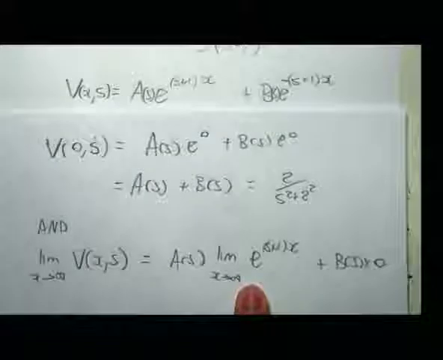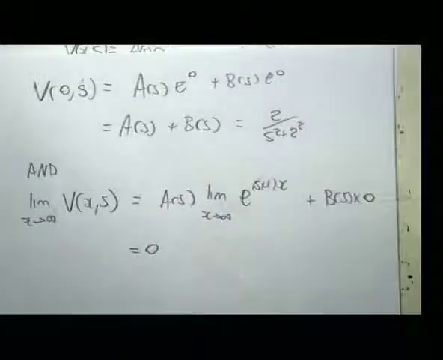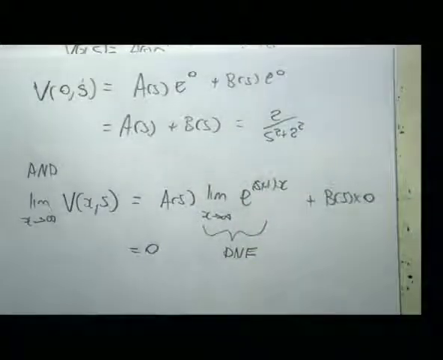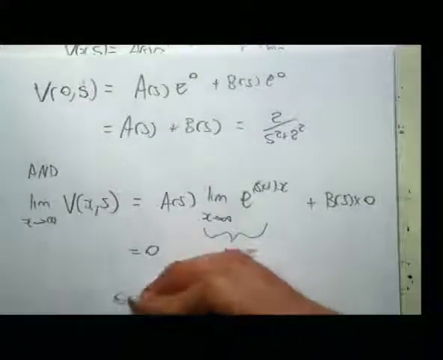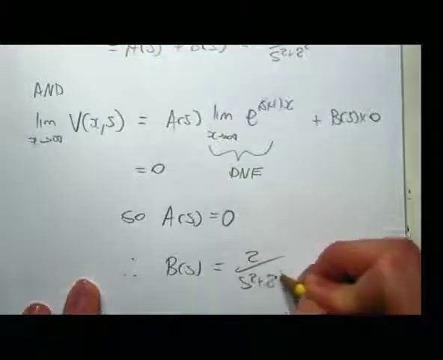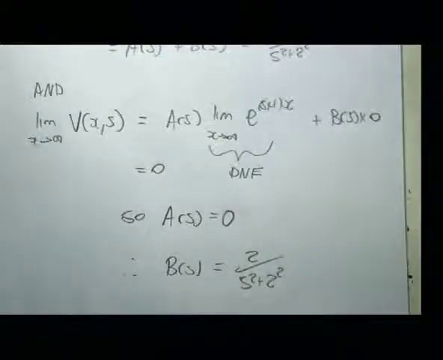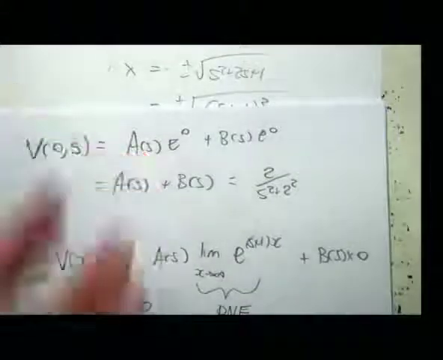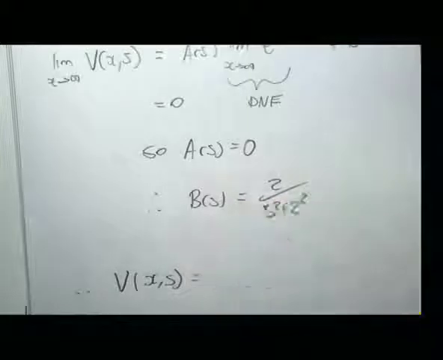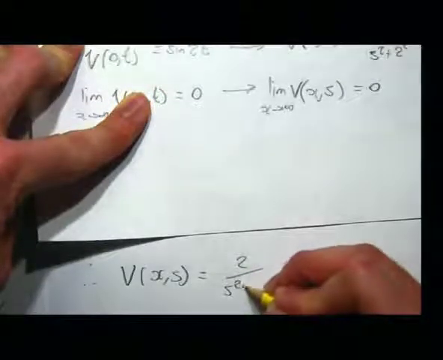So the only way this could possibly be equal to 0 is if a of s was 0. That limit doesn't exist, that limit is infinity. So the only way that this answer can come to 0 is if a of s equals 0. And therefore b of s is 2 over s squared plus 2 squared, because back in this equation a of s was 0. Right, and so therefore, the a is 0 and the b is 2 over s squared plus 2 squared.